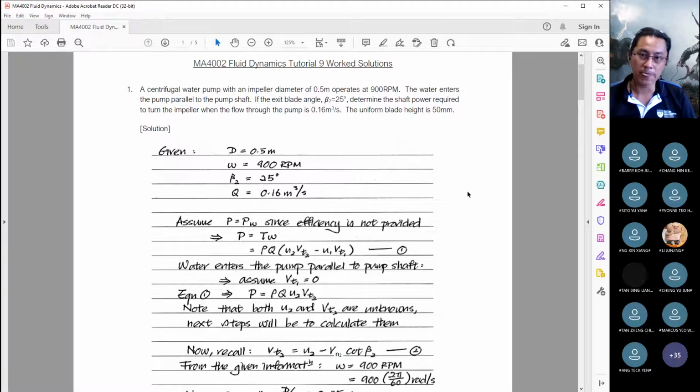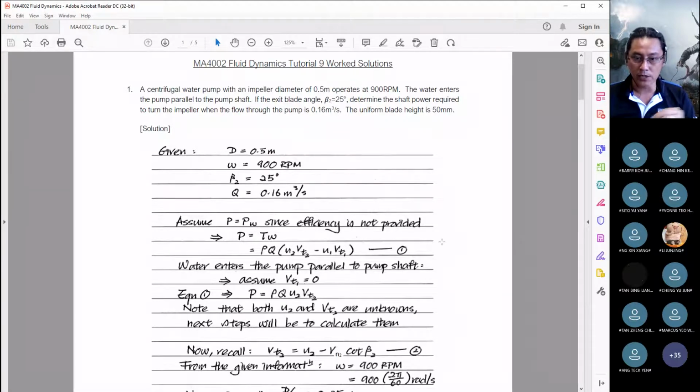Now, you realize that for this question, we're not told of any efficiency levels. So in this case, what we're going to assume is that the shaft power P is equal to the work done on the fluid, PW. That means we assume P equals PW, because efficiency is not provided. Let's assume it's 100% efficiency. Now take a step backwards and ask ourselves, what do we mean by P? P is nothing but the product of torque and angular velocity.